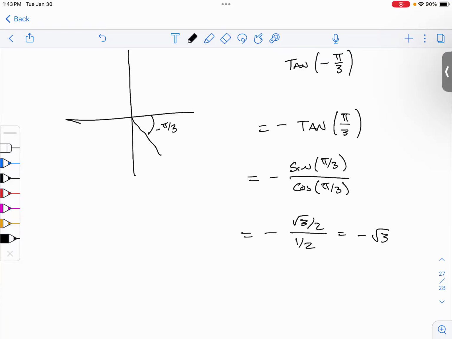Are you seeing the shortcut on the circle here? Negative pi over 3, which would be this guy, is actually equivalent to 5 pi over 3. And sine is y, and tangent is y divided by x. That's how you read that unit circle. Do you see what I'm saying? Actually, I should just bring it up because I have it.